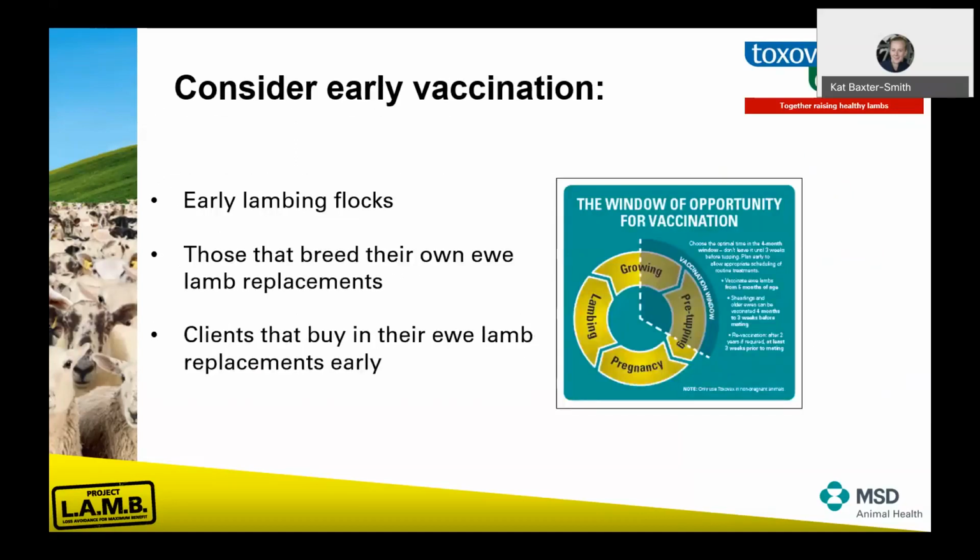So yeah, ones that are early lambing flocks, if they're lambing in January, they would definitely be able to consider vaccinating earlier. Those that breed their own lamb replacements, again, they'll already be on farm, so they can be vaccinated earlier. Or if they buy in their replacements early, they're another group that could be vaccinated earlier. So it's always worth mentioning this to farmers.